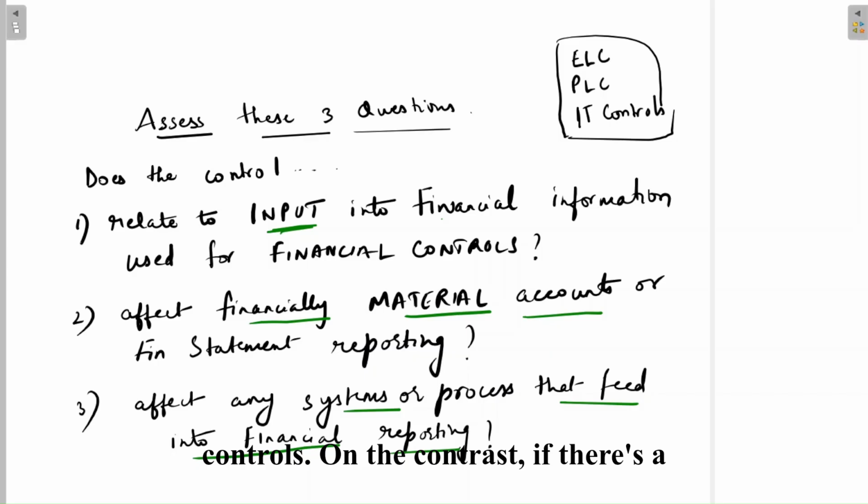In contrast, if there's a control for tracking of employee training records which feed into employees' performance appraisal, that is not going to be a SOX control. It does not affect your financial statements.